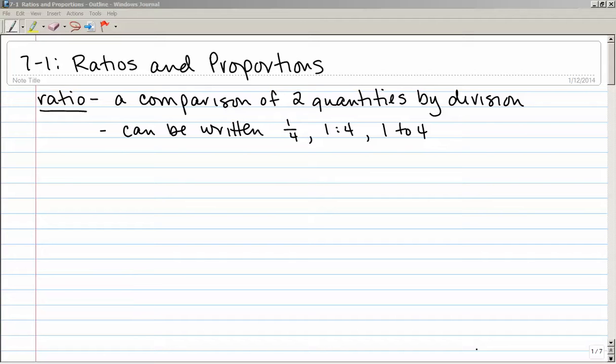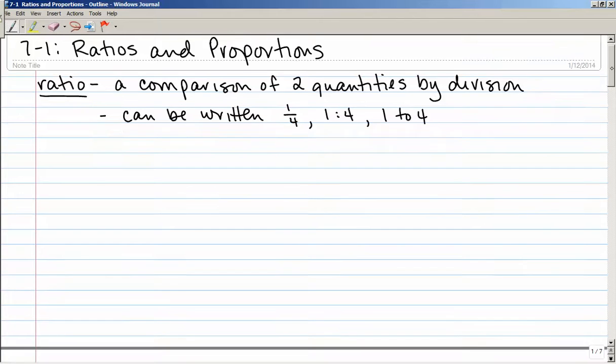Section 7.1 is on ratios and proportions. A ratio is a comparison of two quantities by division. And we can write that in several different ways. We can write it as 1/4, 1 over 4, 1 to 4, or using a colon. Most frequently, though, it's written as a fraction.